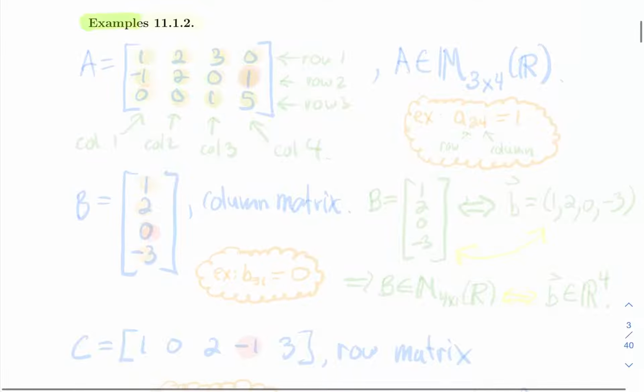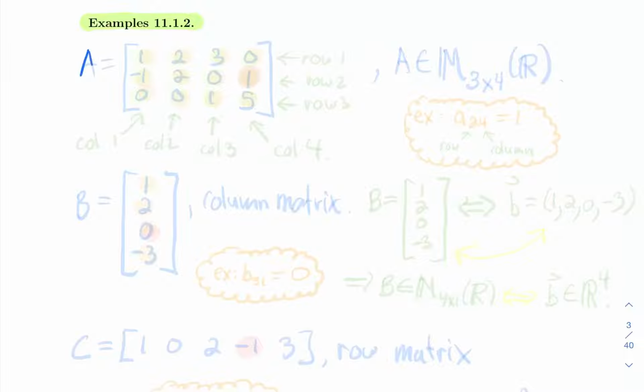All right, let's go over some examples. First example, suppose we have the matrix A equal to 1, 2, 3, 0, minus 1, 2, 0, 1, 0, 0, 1, and 5. That's a nice matrix. So the entries of that matrix would be 1, 2, 3, 0. So those would be the entries in the first row. And then in the second row, we would have the entries minus 1, 2, 0, 1. And then on the last row, the third row, we have the entries 0, 0, 1, 5.